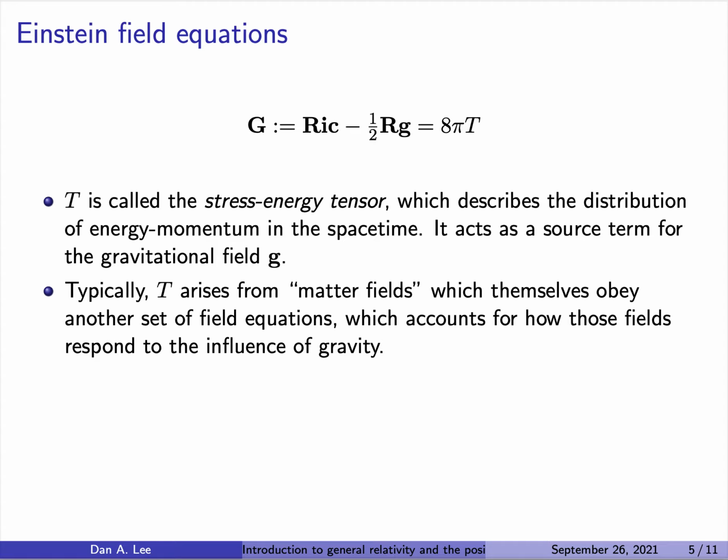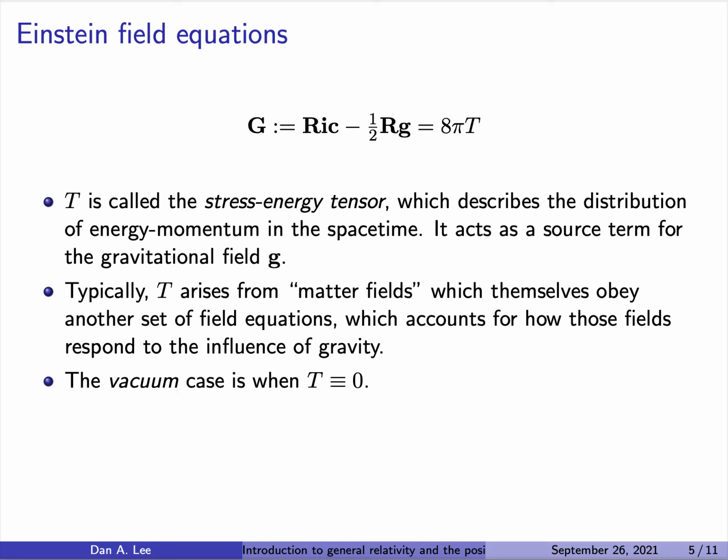They're moving around, they're interacting, they're doing stuff. So T is capturing all of that somehow, and it's given in terms of these matter fields, and those matter fields are also obeying some equations. Those equations are essentially a whole other set of equations that would be coupled to the Einstein field equations. Some examples of those matter fields would be something like the electromagnetic field, which carries energy momentum.